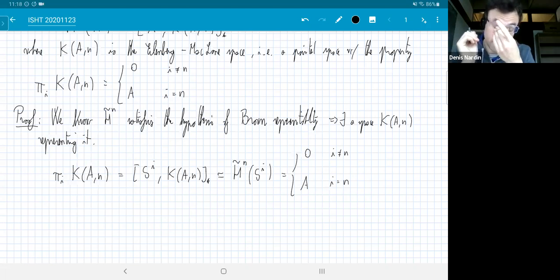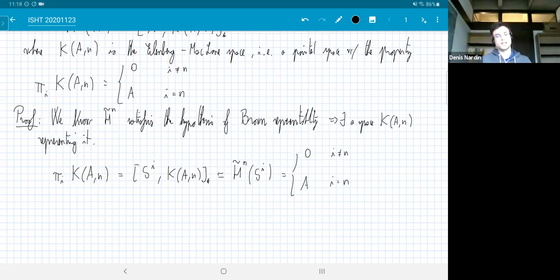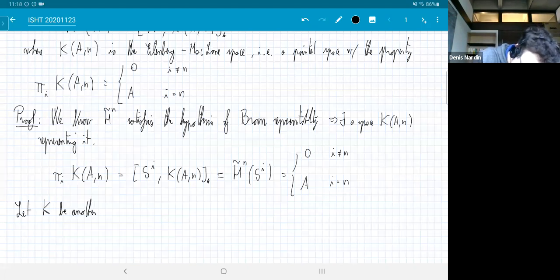And now I want to show actually that there is only one such space. So let K be another space with this property.